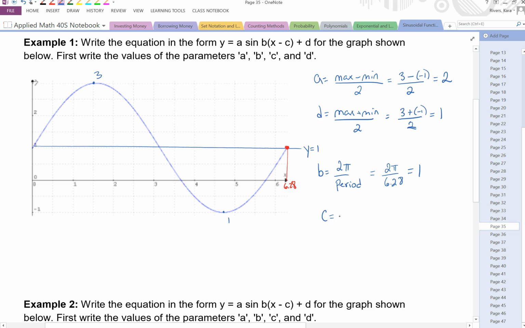Okay, and then we've also got our C value. Now our C value in this case is 0, and I could see that because there is no horizontal shift. The key points are sitting at the same point, and when I talk about key points, I mean my starting value, my halfway point, my end value, my minimum, and my maximum are all at those points where they would be as if we were drawing a regular sine function. The difference here is the amplitude is bigger.